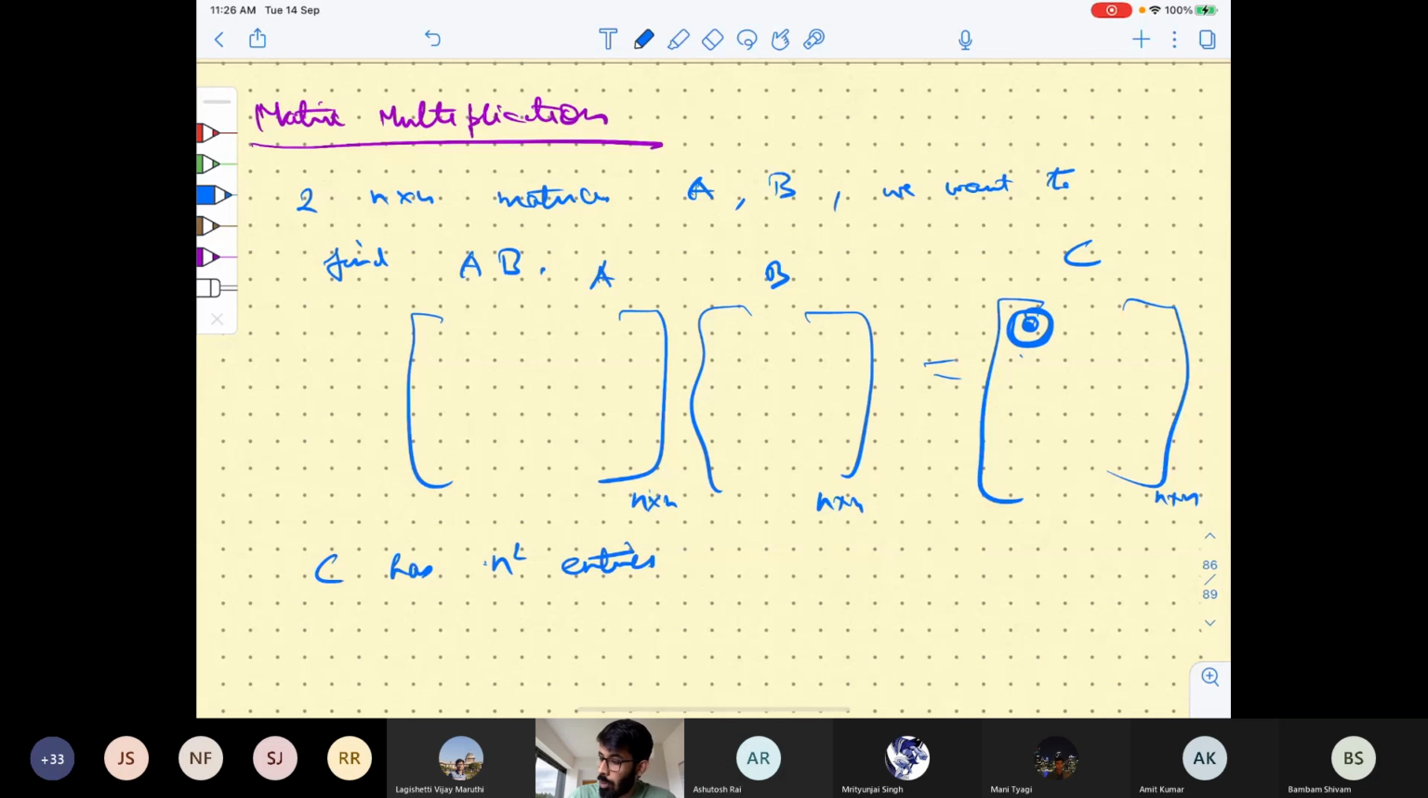How do we obtain one entry of C? Suppose you want to obtain Cij. How do you obtain that? So multiply the ith row of A with the jth column of B. The ith row of A with the jth column of B, right?